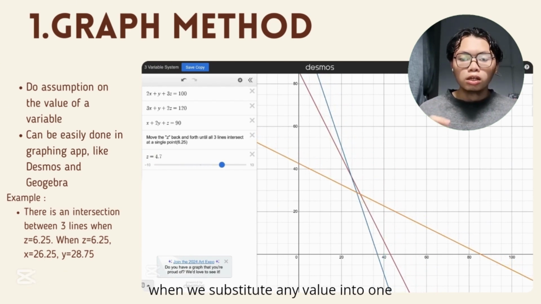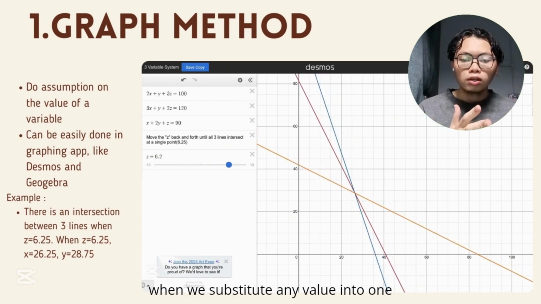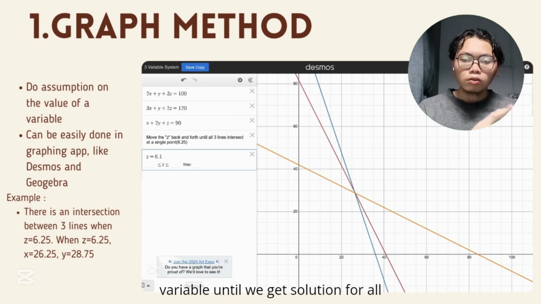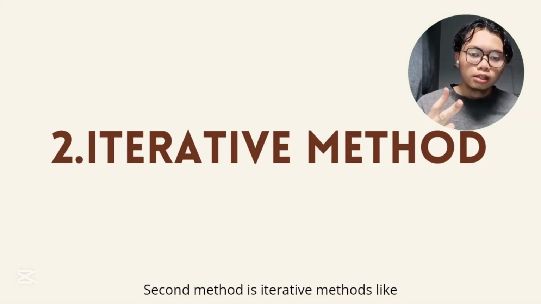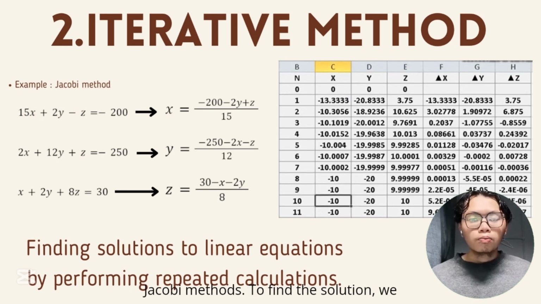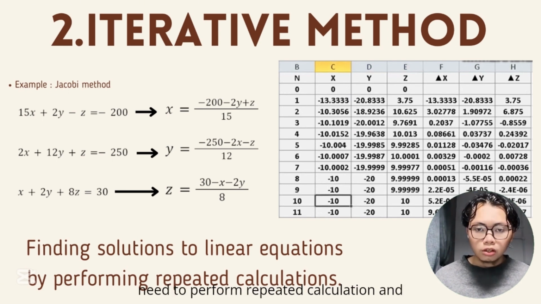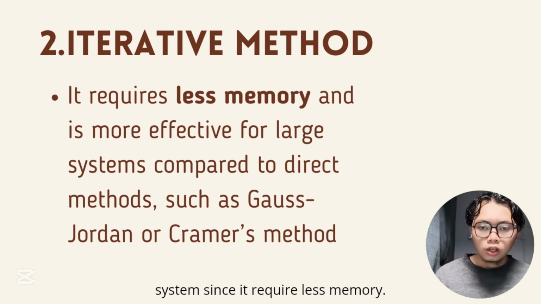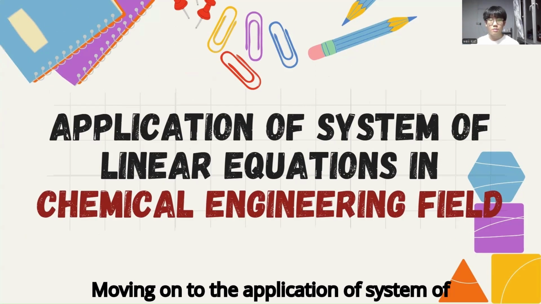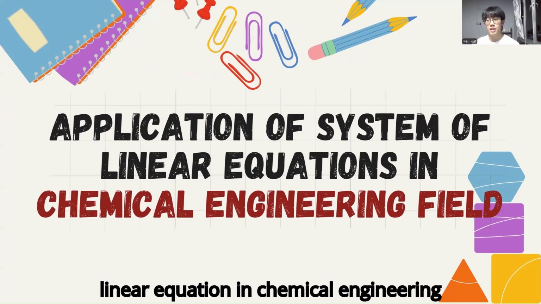The graph method is when we substitute any value into one variable until we get the solution for all variables, using an application like Desmos. The second method is iterative methods like the Jacobi method. To find the solution, we need to perform repeated calculations, and this method is suitable for a large system since it requires less memory.